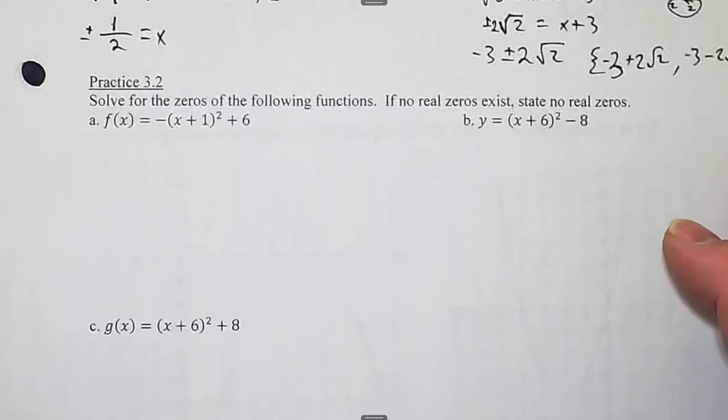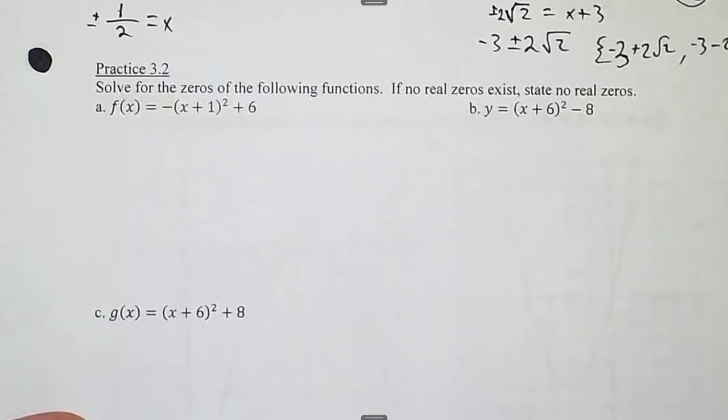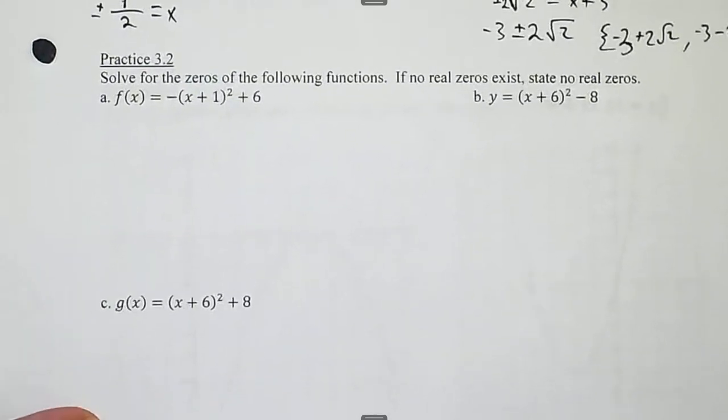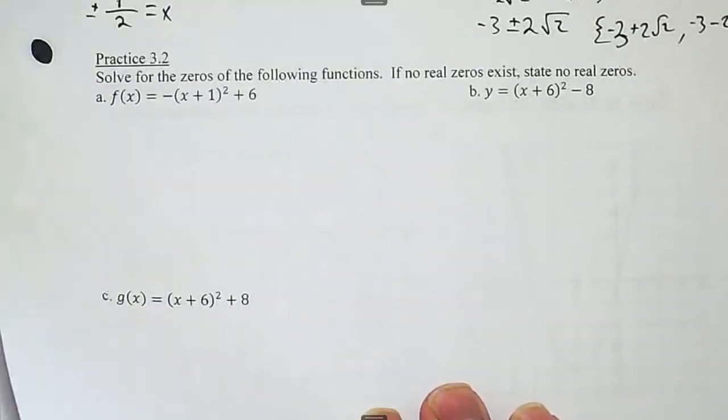Okay, so what I'd like you to do is please try 3.2, A, B, and C. Please keep in mind that it's totally possible for you to get no solution if you have to take a square root of a negative.